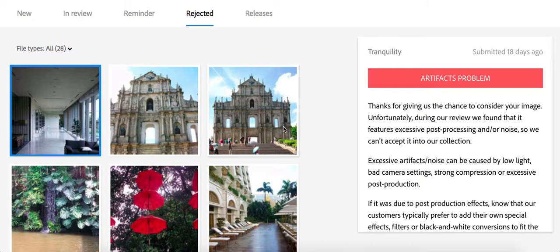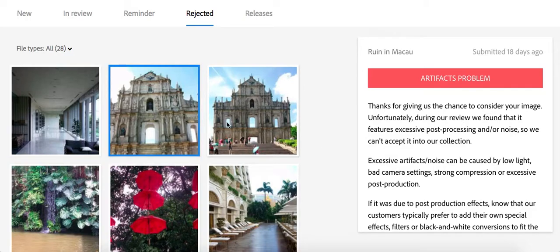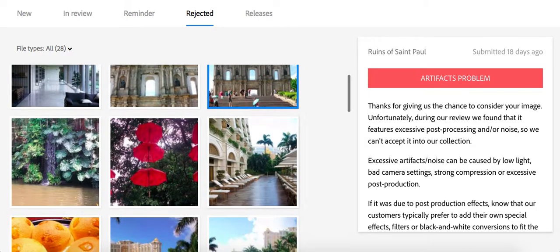Hey everyone, so today I just wanted to go over some of the rejected photos that I got back from Adobe Stock. The first one here, they returned it to me because of excess artifact, noise, low lights, and bad camera settings. The second one is the same, and the third one is also the same.